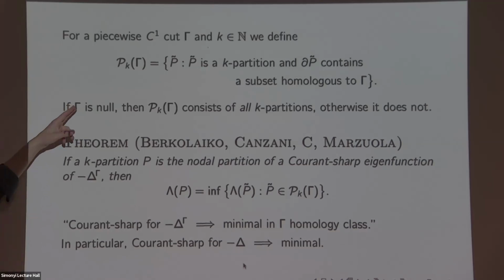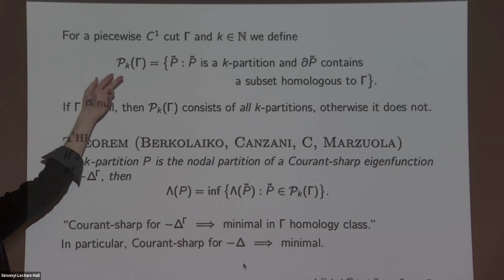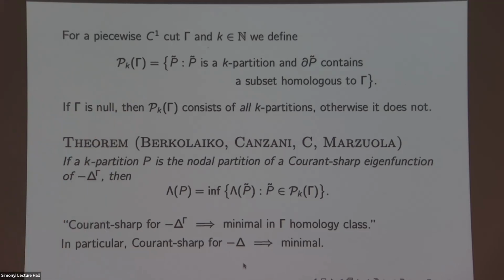Because, again, if gamma is the boundary set of a bipartite partition, then every other partition is in this homology class. So we can compare to everything. That gives us a global minimum. For a non-bipartite partition, we actually have some non-trivial topological condition. And so we can only compare to a subset of all partitions within some restricted topological class.